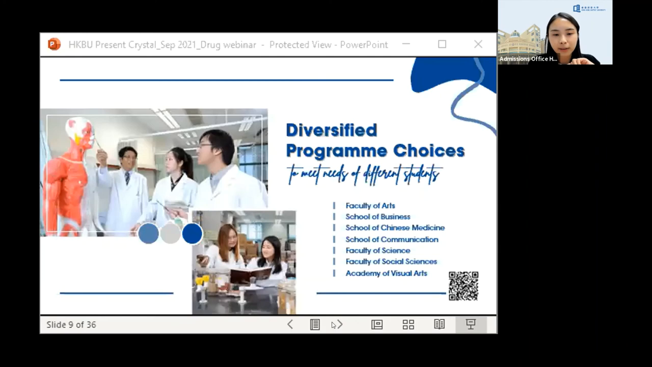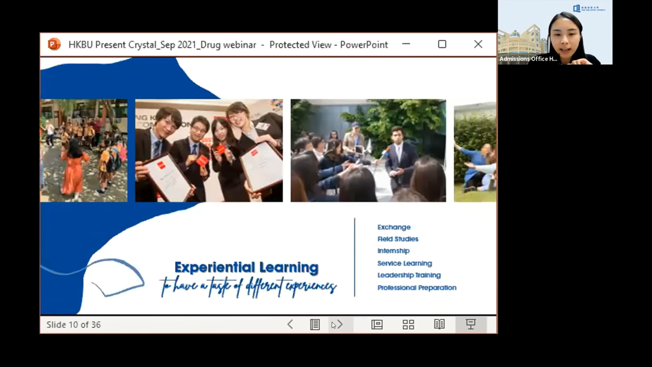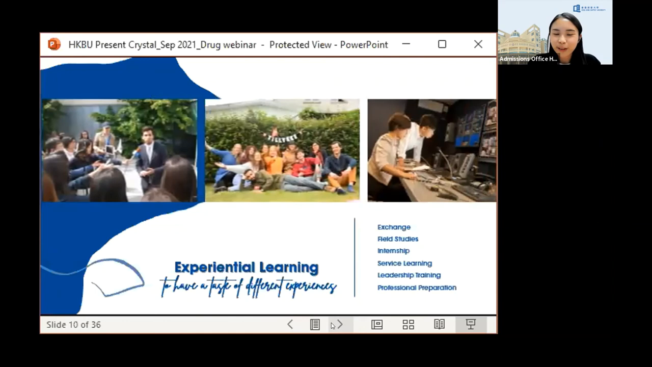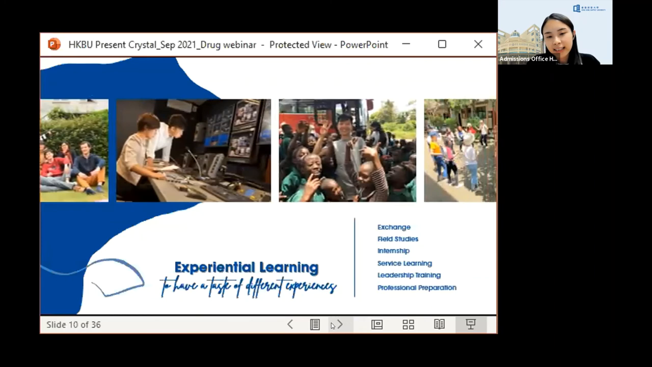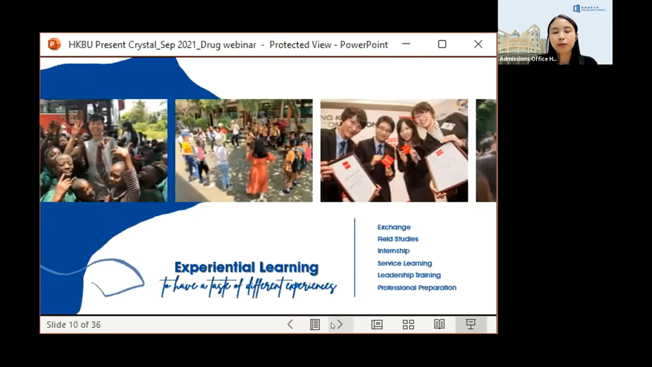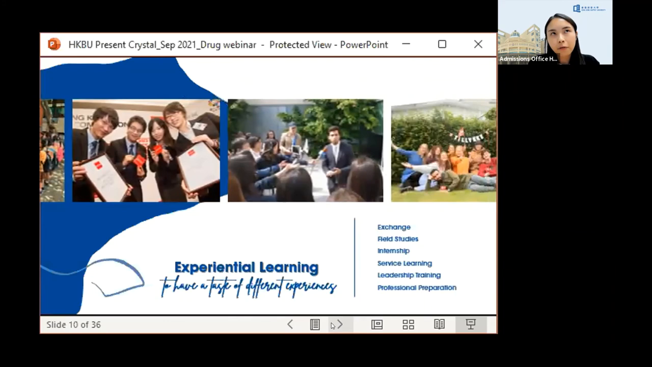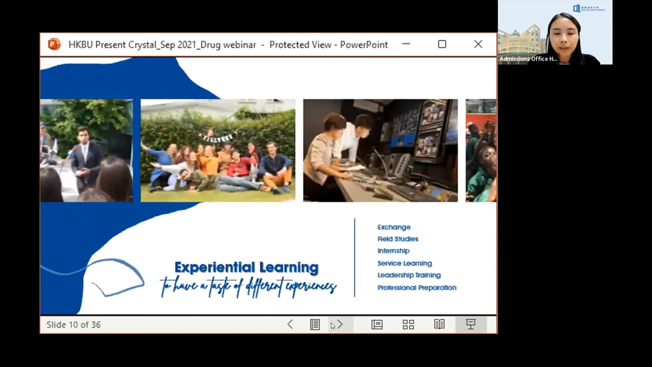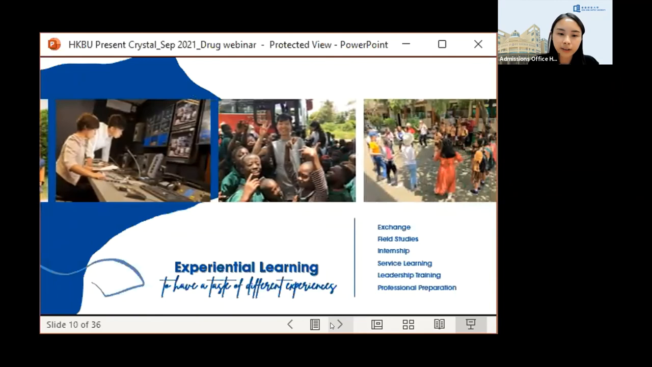And then in the next part, apart from the academic side, we also encourage our students to join a lot of different activities. We have a lot of student societies on our campus, and we also encourage our students to go outside our campus to do service learning and to do exchange programs overseas. We have over 350 exchange partners with our university that you could go to, for example, USA, Canada, or other countries for an exchange program, even during your undergraduate study period.